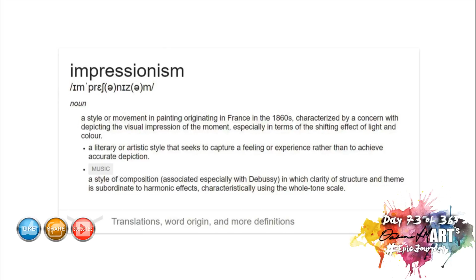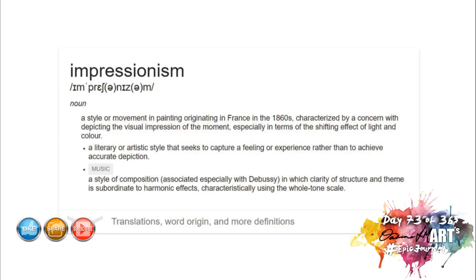They were not accepted into the salons, and they were forced to organize their own exhibitions and open their own galleries. Of course, today Impressionism is very popular even amongst contemporary artists, and we're going to have a look at some contemporary Impressionist work as well.